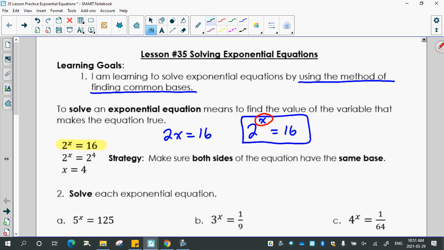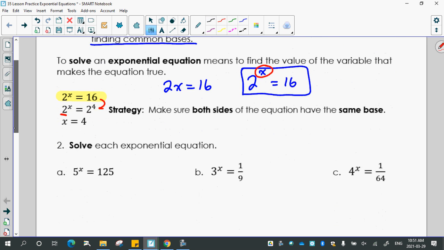So this common bases strategy says that your first step is going to be to rewrite 16 with the same base as your exponent. My exponent of x has the base 2, so I want to write 16 as 2 to the something. You're going to have to play with your calculator, and this is where it can get frustrating. We know it's not 2 squared, 2 to the power of 3 is only 8, 2 to the power of 4, got it. So I can rewrite 16 as 2 to the power of 4.